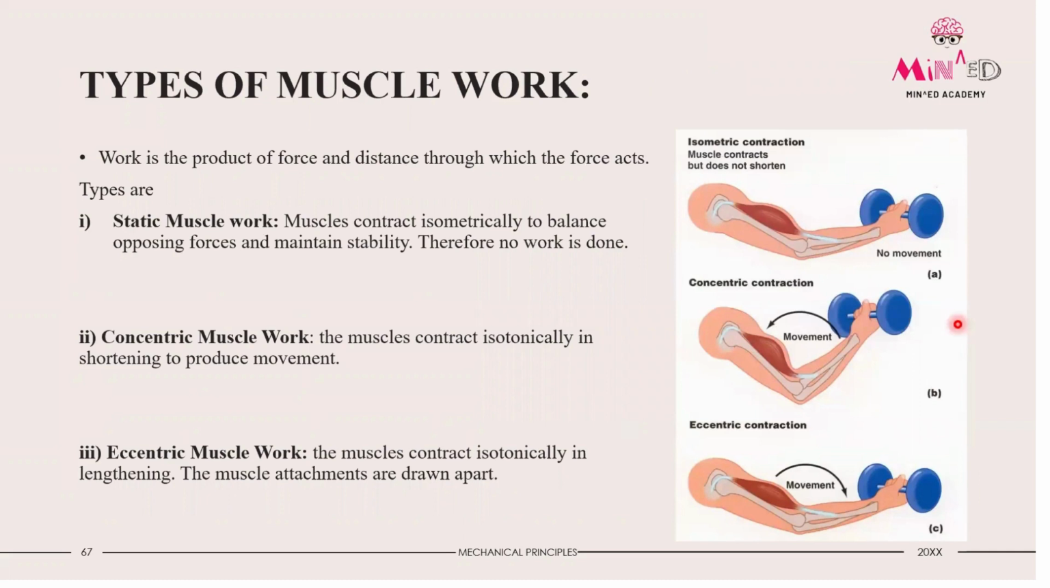On the basis of muscle work, it's divided into static work, where the muscle works isometrically to balance opposing force and maintain stability. Then concentric muscle work, where the muscle contracts isotonically in shortening to produce movement, and eccentric muscle work, where the muscle contracts isotonically in lengthening. The muscle attachments are drawn apart. So in concentric, the movement will be towards the joint, and in eccentric, it will be away from the joint. This is a simple formula for concentric and eccentric.